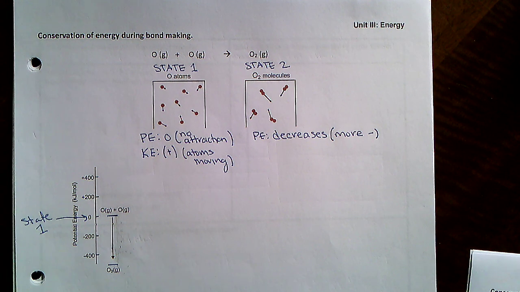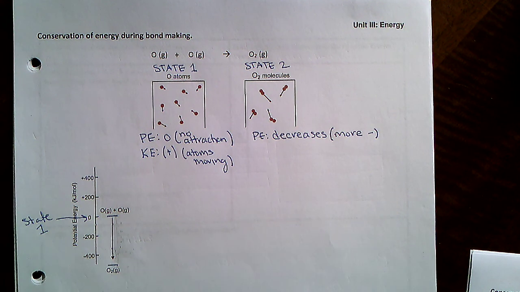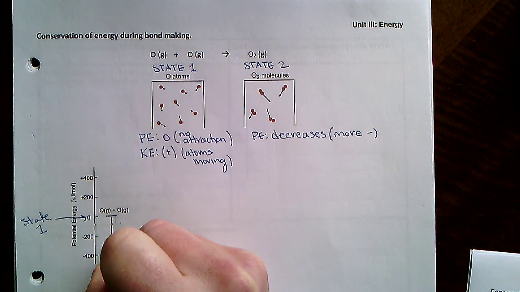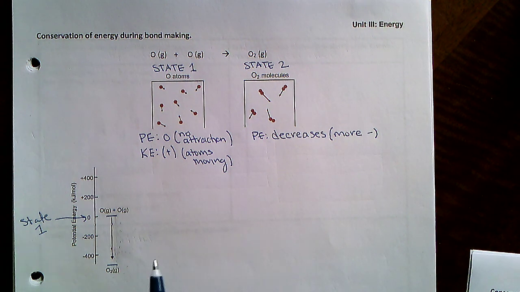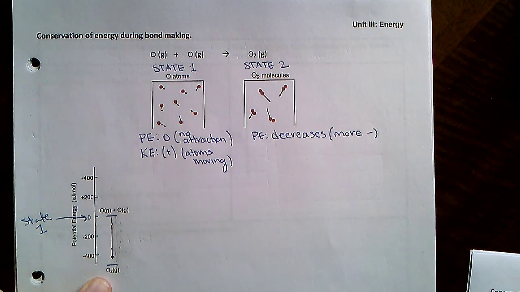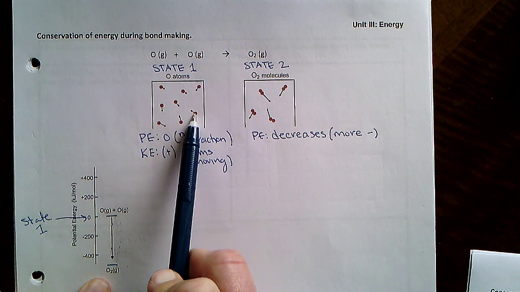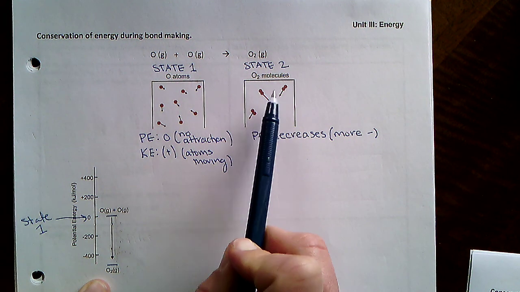Okay, if the potential energy decreases by 494 kilojoules per mole, then what happens to the kinetic energy? It must mean that these oxygen atoms are moving faster. Look at the vector. This is a longer vector than this. This is supposed to show slowish and then faster oxygen atoms.